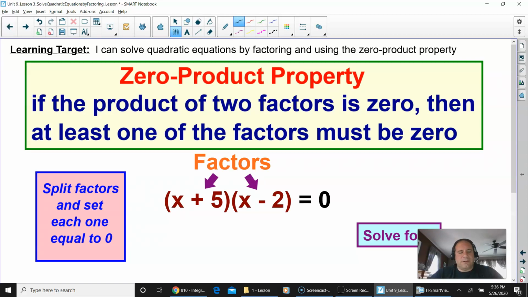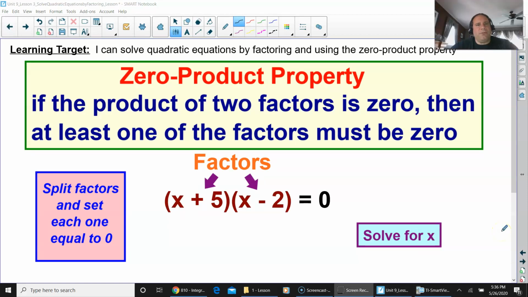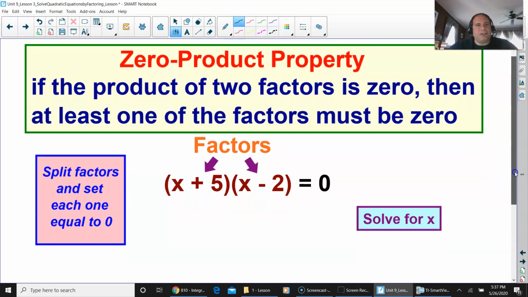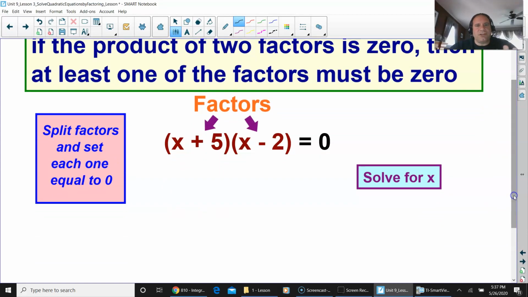This is, I was talking about before, the zero product property. If the product of two factors is 0, then at least one of the factors must be 0. So in other words, if you have two factors, like 5 times 0 has to equal 0. 0 times 5 has to equal 0. One of them has to be 0. So this zero product property is just like this. Split the factors. It's just the same thing. You solve for x.